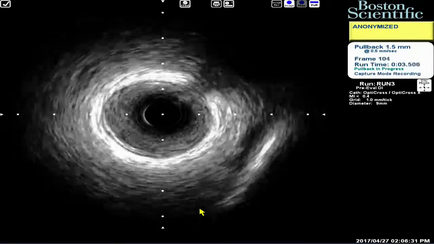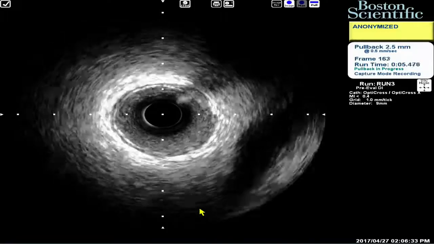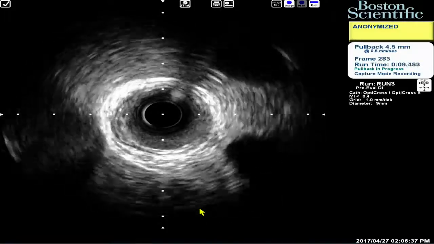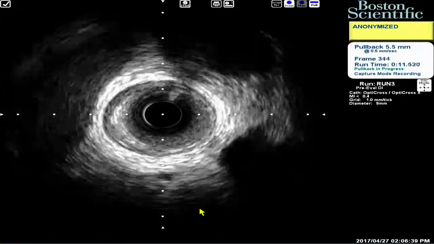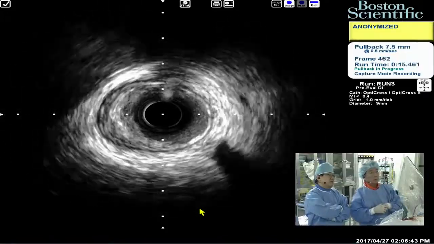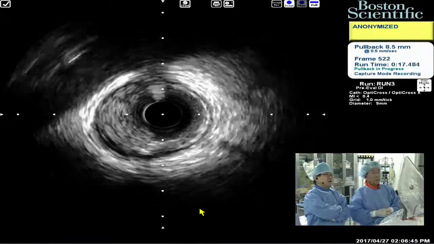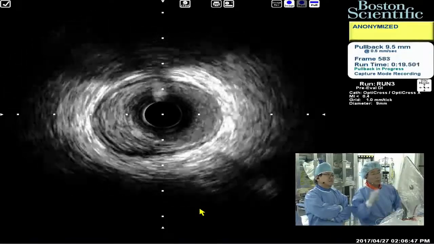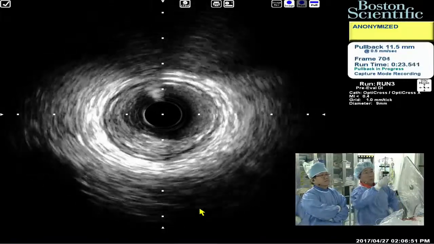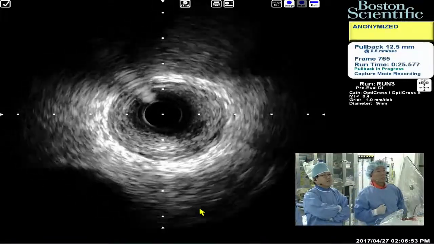Size-wise, almost 3, right? Yes, almost 3. More than 2.5, 2.7 something, right? And the pull back. Yes, now pull back. Getting smaller. Did you think so? Small degree of negative remodeling, some plaque, diffuse disease. Almost 3.0. Yeah, 3. All right, big vessel.